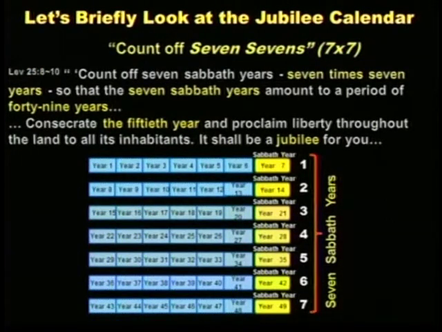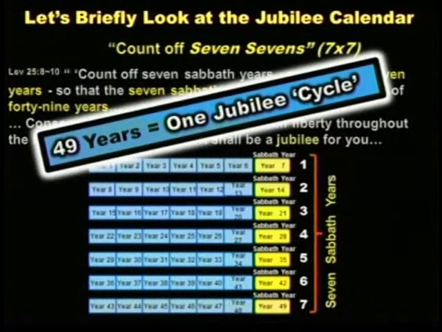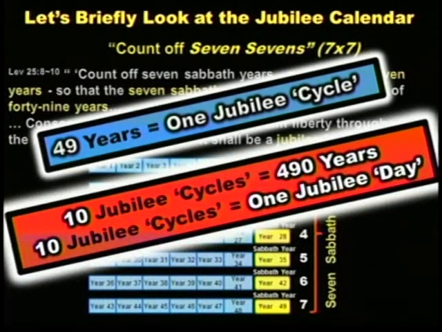Here's what it looks like. Don't panic, because you're going to see it again. It does look confusing. Here are 49 years, and they equal 1 Jubilee cycle. 10 Jubilee cycles equals 490 years. You get that, of course, by multiplying 10 times 49. 490 years. 10 complete Jubilee cycles equals 1 Jubilee day.